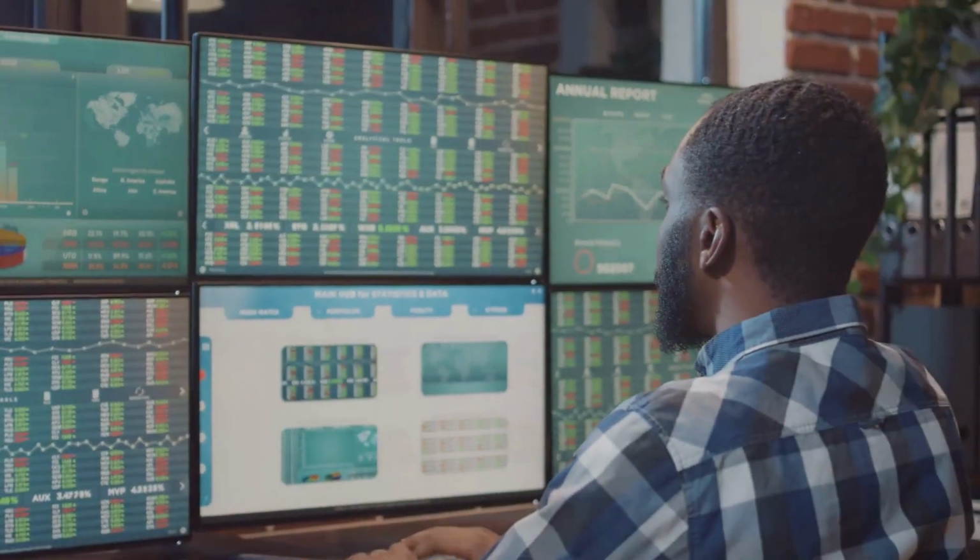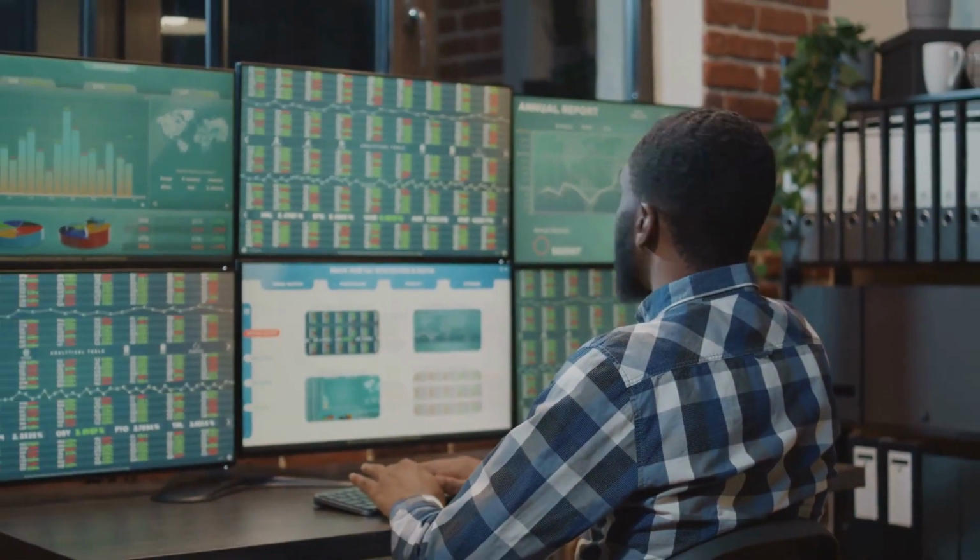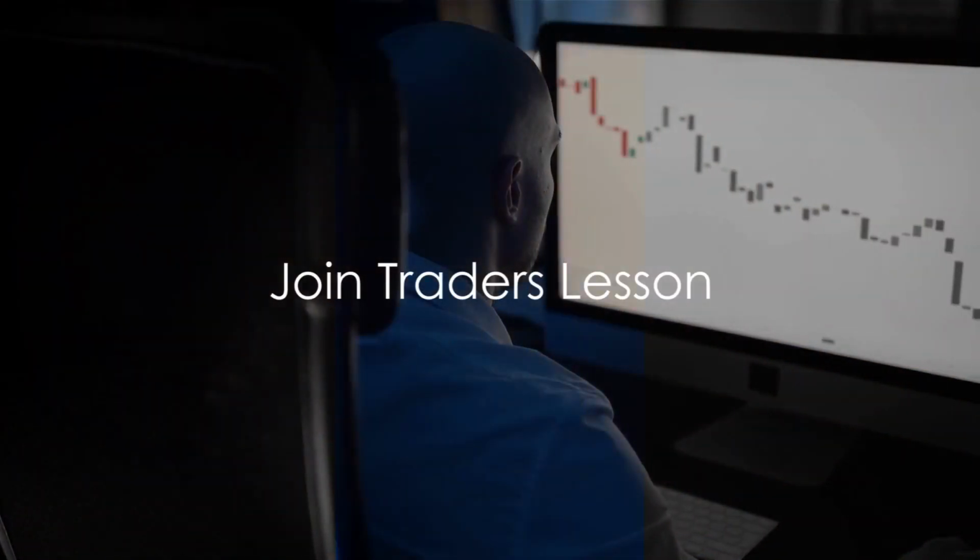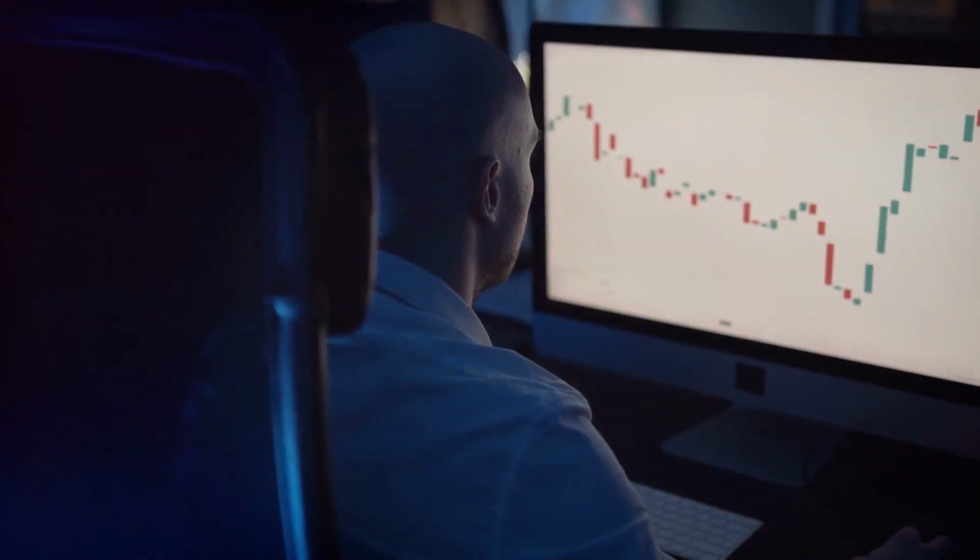So, as you can see, a keen understanding of interest rates is crucial for successful trading. But don't worry if this all seems a bit complex. We're here to guide you every step of the way.